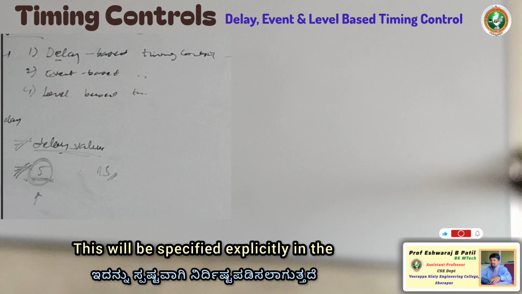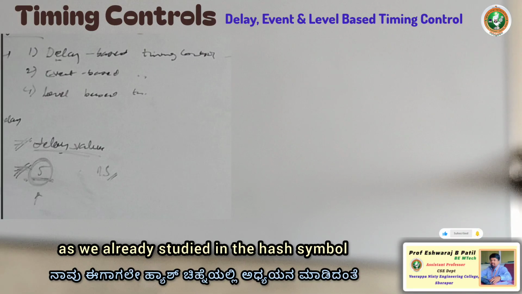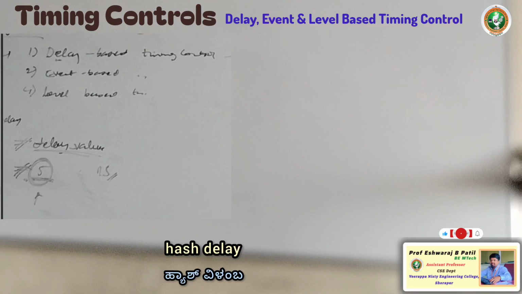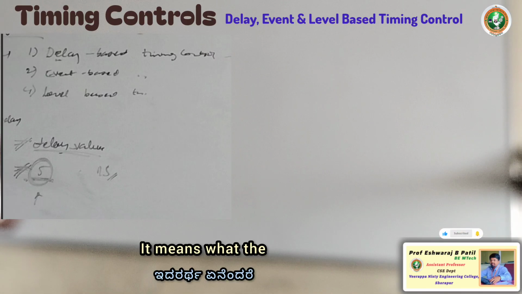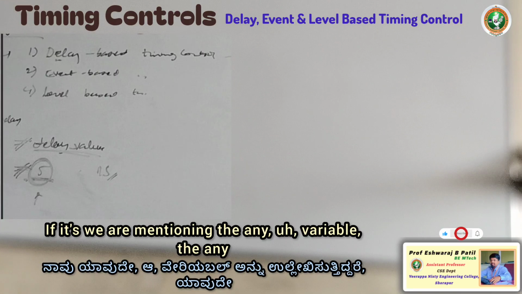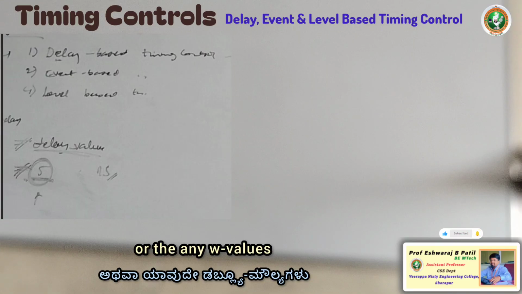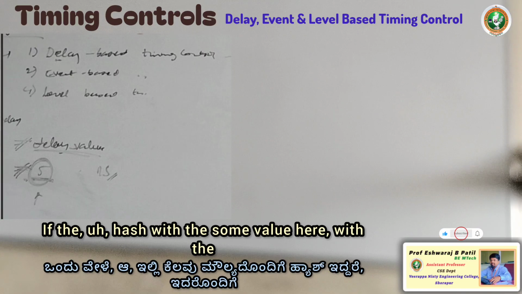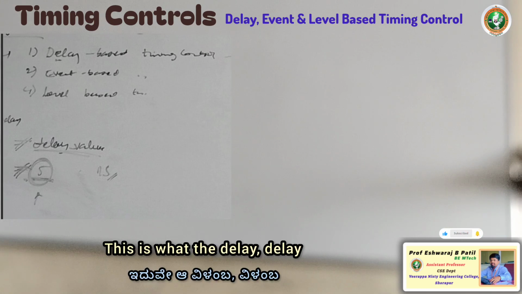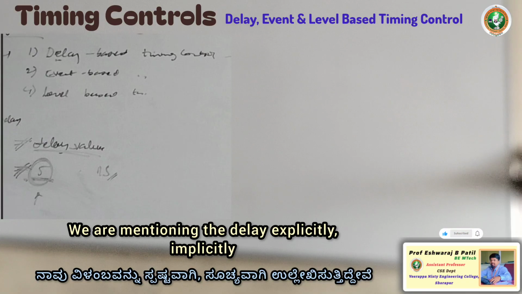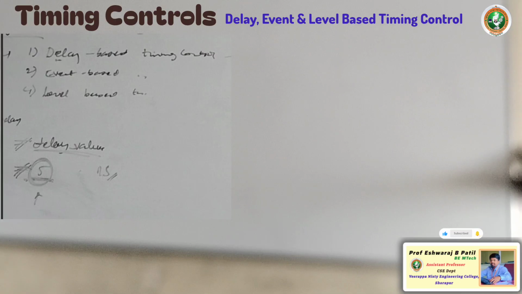This will be specified explicitly in the expression itself with the help of the hash symbol, as we already studied. Hash delay, like this, hash and the delay value. If we mention any variable or any expression or any values with a hash and some value, we call this delay based. We are mentioning the delay explicitly with a number, with the timing unit, with the hash symbol. This we call the delay value.